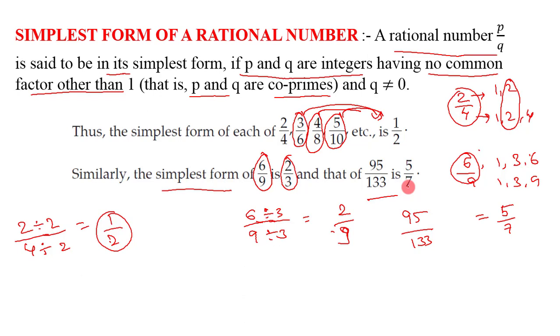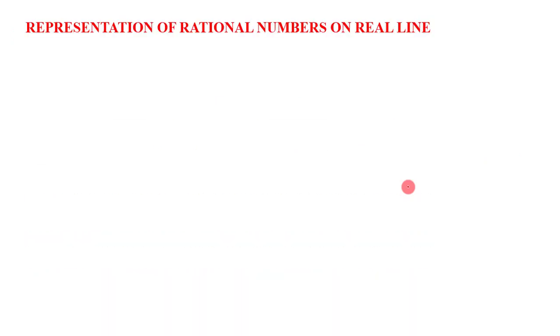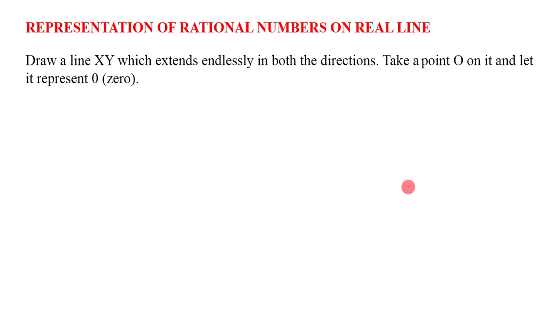Okay, so let us see the next topic, that is the representation of rational numbers on the real line, or number line. To represent the rational numbers on the number line, we need to draw a line XY which extends endlessly in both directions.